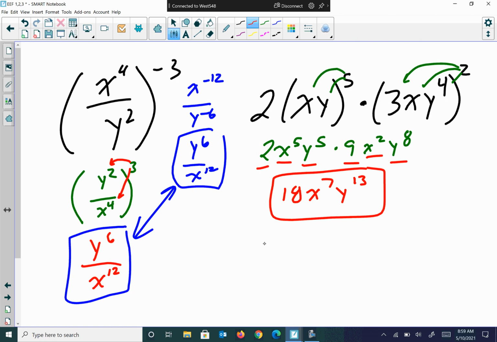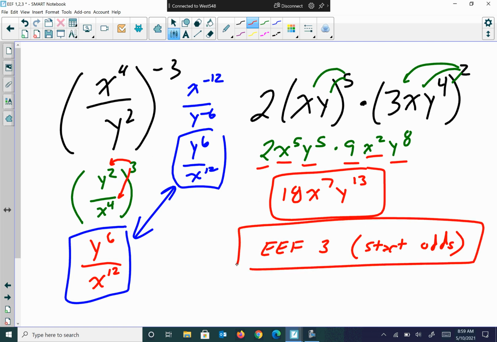And what I would like to ask you, EEF number 3. Let's start the odds. Okay, I'm not checking it off until the end of the period tomorrow. So if you need a picture of it, great. If not, I will post it on Schoology. But bring these notes back for tomorrow, and then get a start on the odds on EEF number 3. Does that make sense? Yeah. If you need a picture of it, I have it up here if you want to come take a picture.